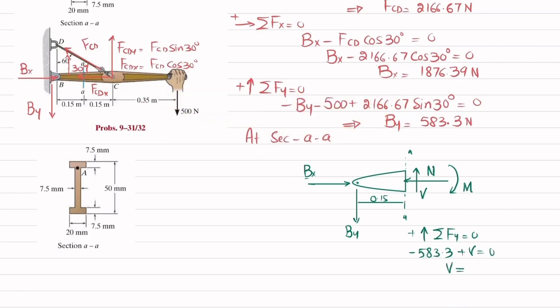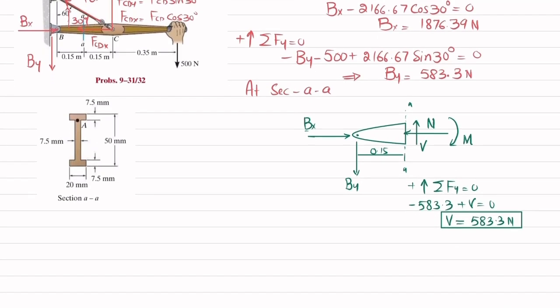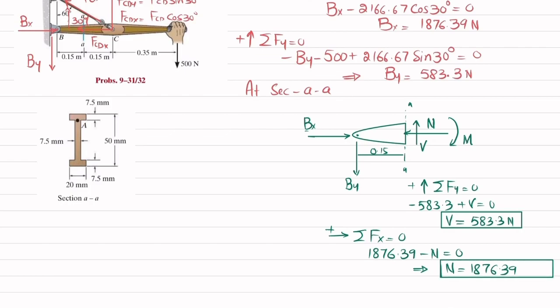So it means that this shear force is 583.3 Newton. Now for Bx we will apply the equation of equilibrium that the sum of all forces along x direction must be equal to 0, and the force in this direction is taken as positive. So Bx, which is in positive direction, is 1876.39. Clear? Minus N is equal to 0, so it means that N is also equal to 1876.39, and the unit will be Newton.